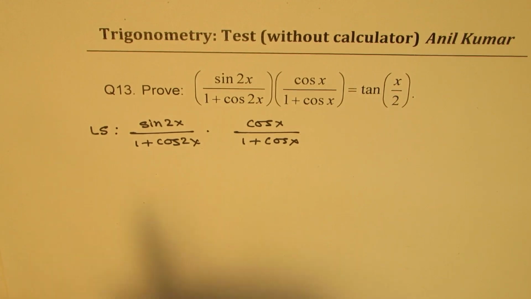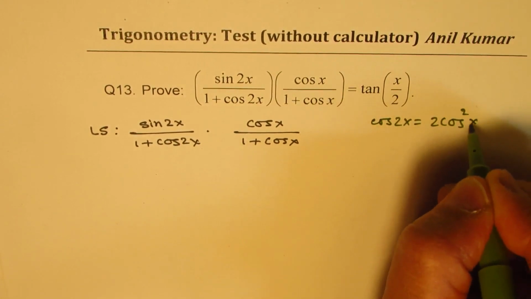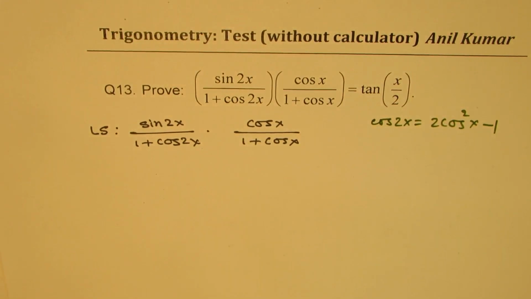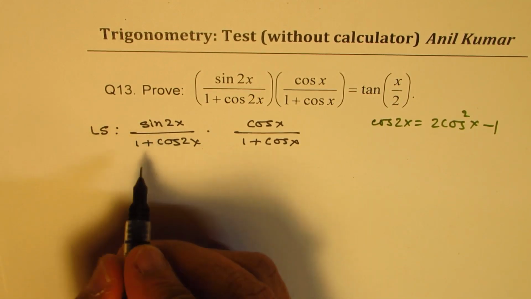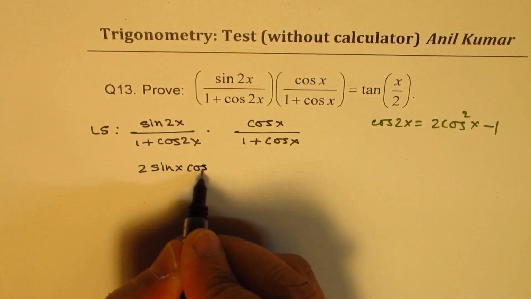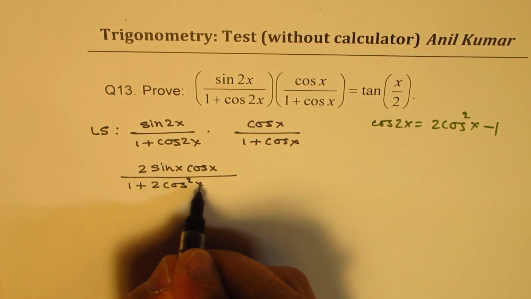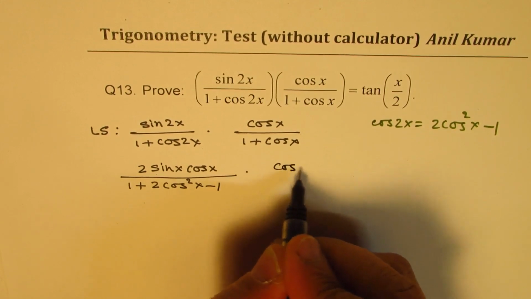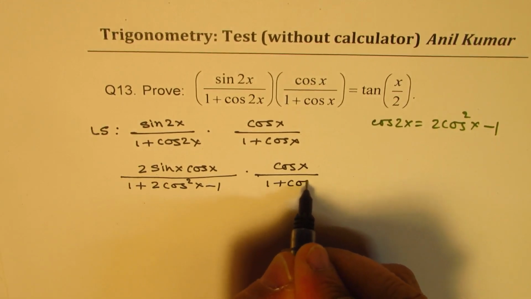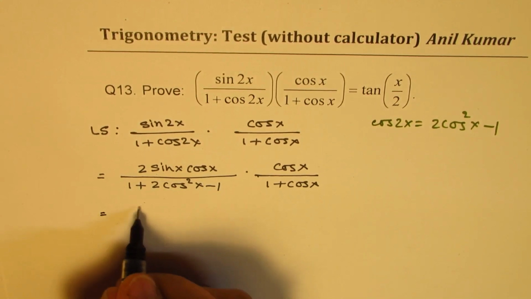Okay. Now, since this is 1 plus cos 2x, again the formula being used will be cos 2x equals 2 cos square x minus 1, correct? Okay. So we could write this as, so sine 2x, let me write this as 2 sine x cos x. And the denominator, I'll write 1 plus 2 cos square x minus 1 times, we have cos x here, over 1 plus cos x. Okay. So plus and minus 1 cancel.